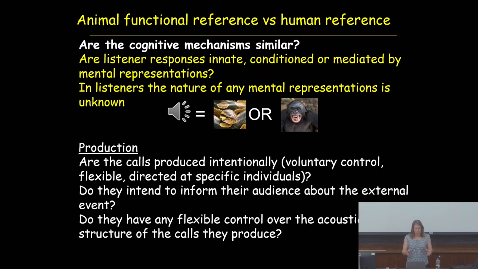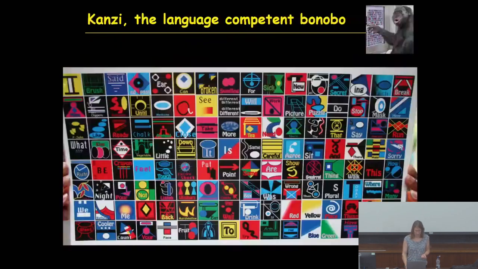Okay. So if we go back to our questions about the cognitive mechanisms underpinning human language and animal functional reference, we've addressed the intentional one for now. So we're now going to change track and look at the perception perspective and focus in on whether, when individuals hear calls, that elicits a mental representation and what type of mental representation that elicits.